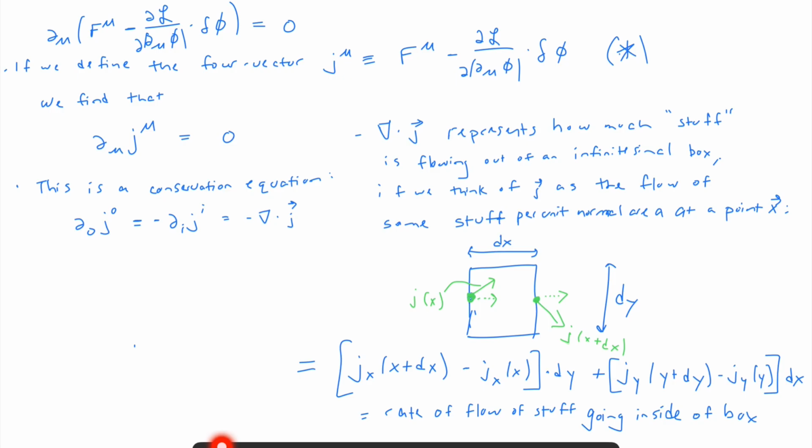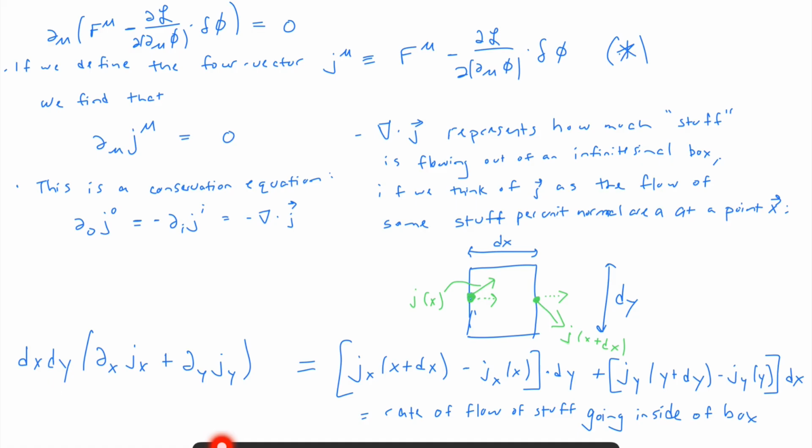And what we're seeing is that this difference over here tells us, at least if you only look at the x-axis, how much stuff is flowing out versus how much stuff is flowing in, which tells us the net amount that's flowing in the x-axis. You could do the same thing in the y-axis. I'm only showing a two-dimensional picture, but obviously you could do the same thing in the z-axis. So this entire quantity over here represents the rate of flow of stuff going inside of the box.